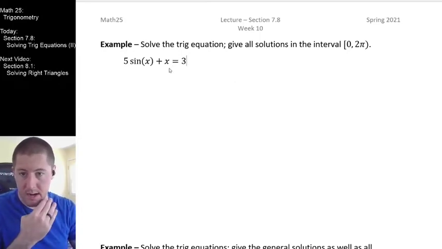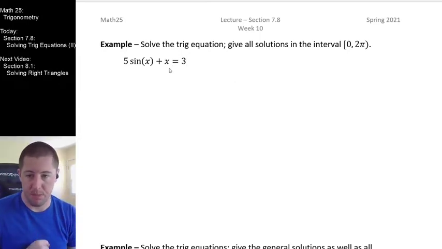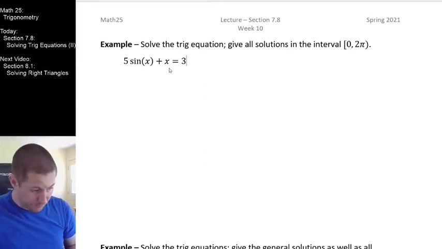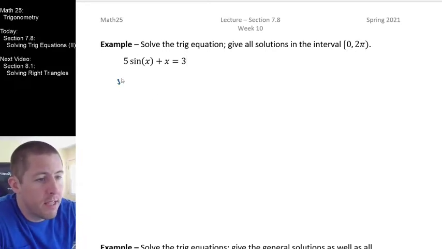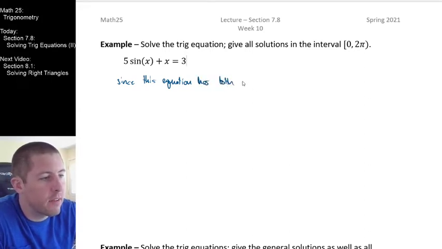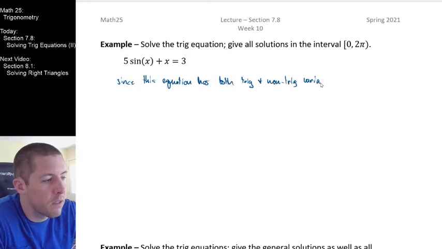So we're really stuck. Either we have an x inside of a sine function, or we have an x stuck inside of an inverse sine function. There's never going to be any way for both of them to be free of the trig functions and to be grouped together right there. All right. So I'm going to say, since this equation has both trig and non-trig x variables, we cannot directly solve.